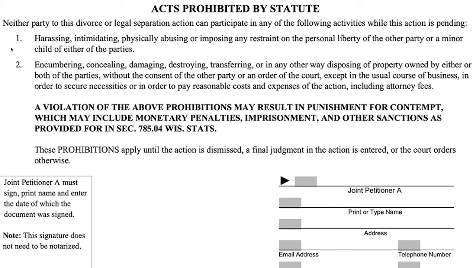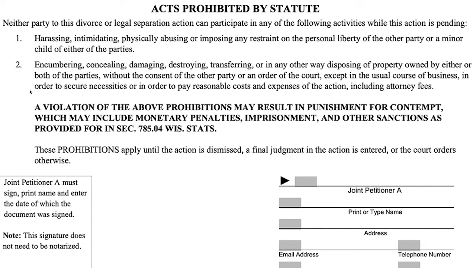So a lot of the time, things start out fairly friendly, and the two people just decide to jointly petition, but it doesn't always last. Things can devolve quickly if you're fighting over assets or how they should be divided, or if you're fighting over debts. So this is just forewarned is forearmed. You can't engage in any of these behaviors during the pendency of this action.